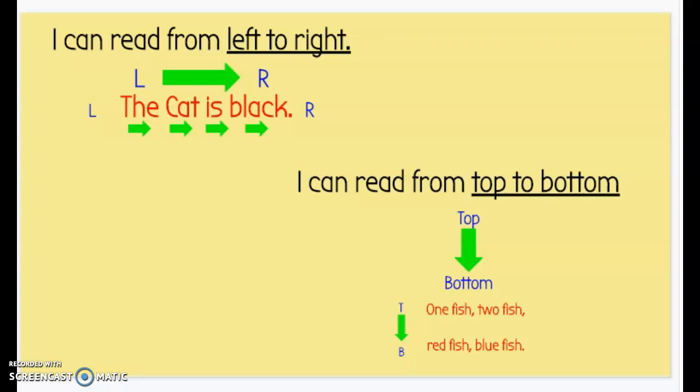We always want to start on the left side of the page and read to the right. So for example, the cat is black. We started on the left side of the page and read to the right side.